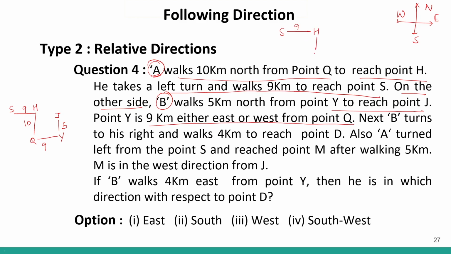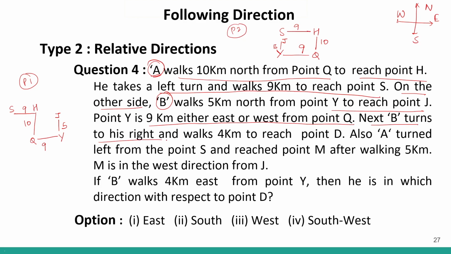So in this diagram, the possibility is that it is towards the west. Point Y is towards the west of point Q. I'm taking this possibility. So first possibility, second possibility. And then from Y he walks, this is 10, and from Y he walks 5 kilometer upwards to reach J towards the north. Okay. So this is possibility 1 and this is possibility 2. Now let us continue solving.